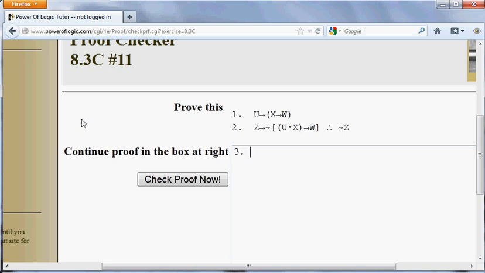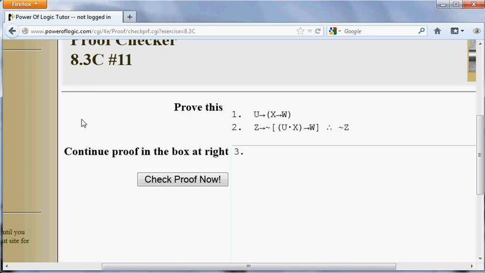I invite you to pause the video for a moment if you want to try to figure this out. Here the conclusion is not Z, which makes me think of using modus tollens with line 2. If I could get the negation of the consequent of line 2, then I could get not Z. The consequent itself is a negation, so I would want the double negation of what's in the square brackets there, and by double negation I could just add 2 tildes if I had what's in the square brackets.